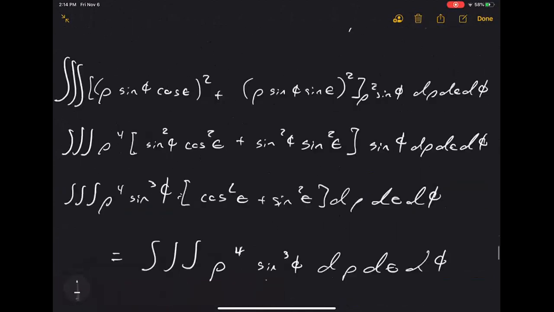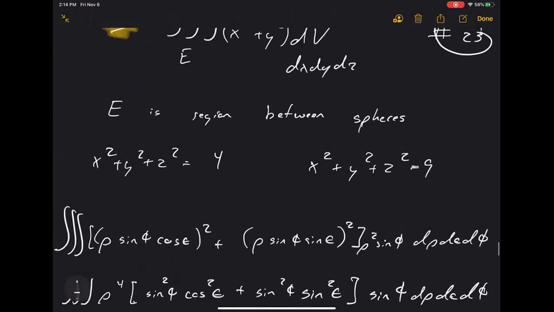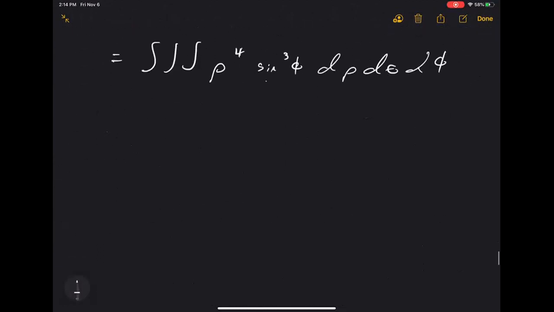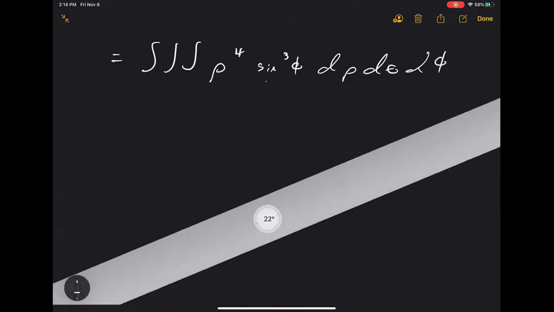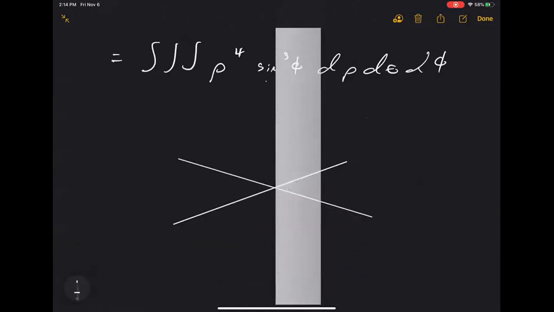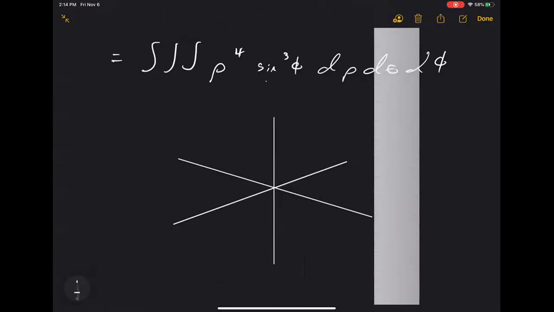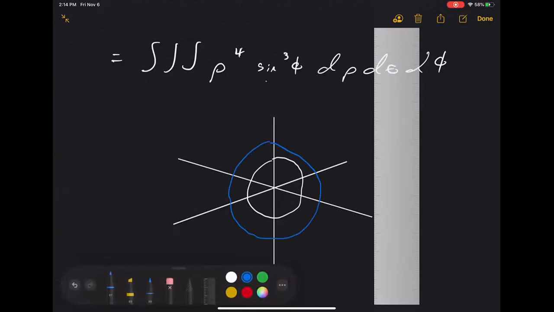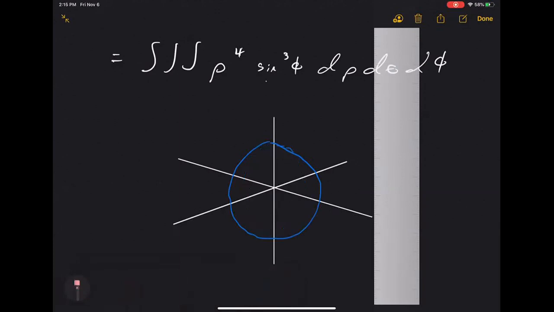So what is our region? Remember, our region is the region between the two spheres. Sphere of radius 2, sphere of radius 3. I have a sphere of radius 2, and then I have a sphere of radius 3. So my region is inside the blue sphere, outside the white sphere. I've drawn circles, but keep in mind these are supposed to be spheres.